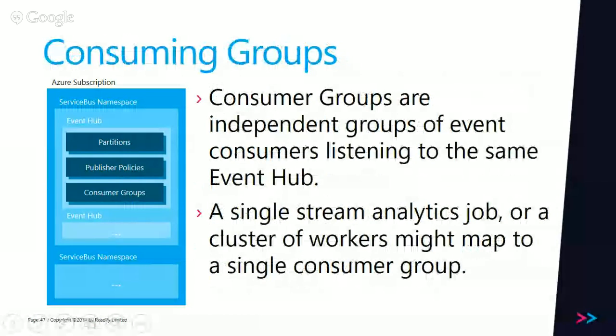So, consumer groups. Consumer groups are independent groups of event consumers of the same type. You might have one event hub but two consumer groups, where one of those consumer groups is a stream analytics job, and the other might be a cluster of custom code reading off the same event hub. Each consumer group has independent pointers to the messages that sit within the hub. So think of it like topics in service bus.